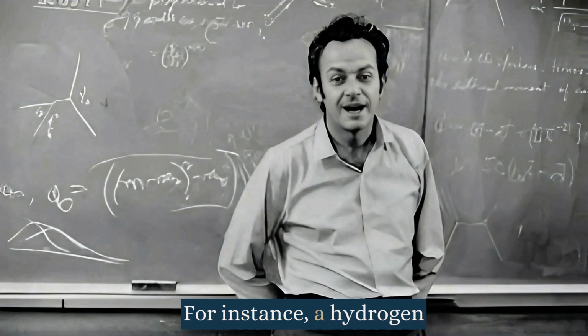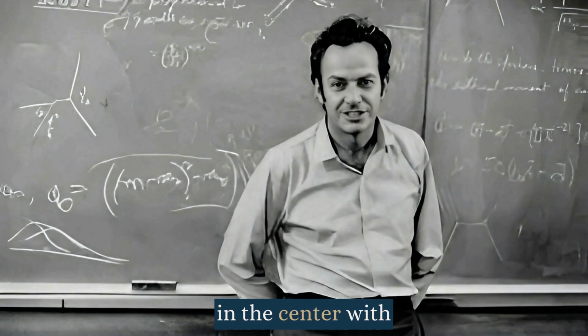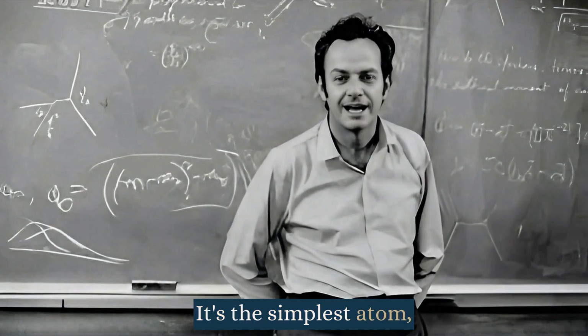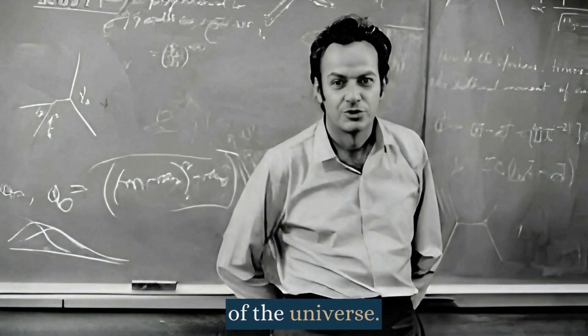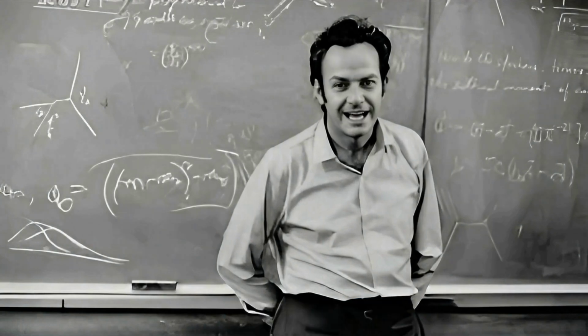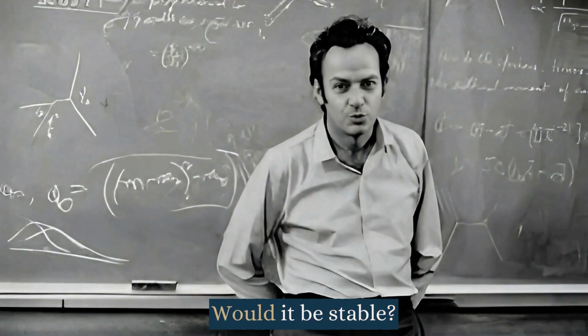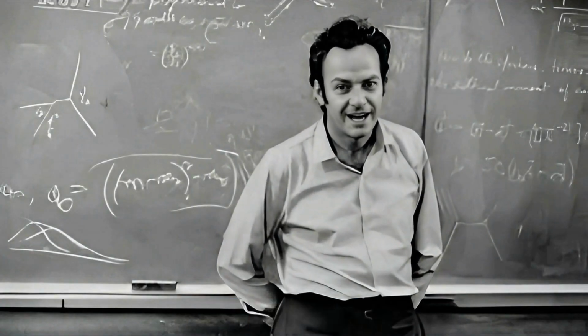For instance, a hydrogen atom has a proton in the center with an electron going around outside. It's the simplest atom, the building block of the universe. Now imagine that somewhere we can make an anti-proton with a positron going around it. Would it work? Would it be stable? Would it behave like hydrogen?